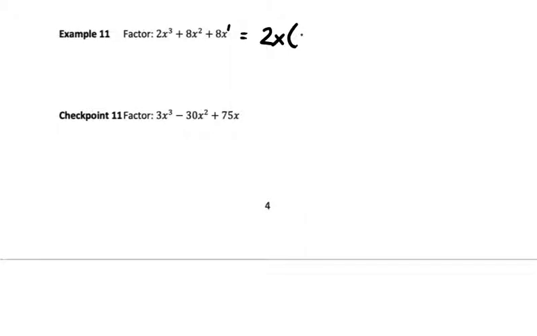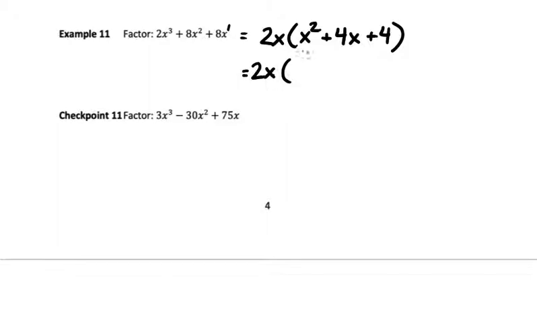So 2x times what is 2x to the third? That's x squared. 2x times what is 8x squared? I need 4 to multiply to 8, and I need x to multiply to x squared. And then 2x times what is 8x? That's just going to be a plus 4. Now, what's going to happen here is that my set of parentheses I can factor again. So the 2x is just going to stay on the outside. I need to remember that probably the easiest way to make a mistake with this is to just kind of lose that GCF. That needs to stay.